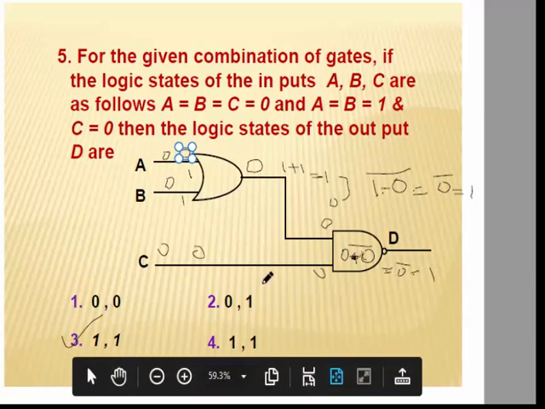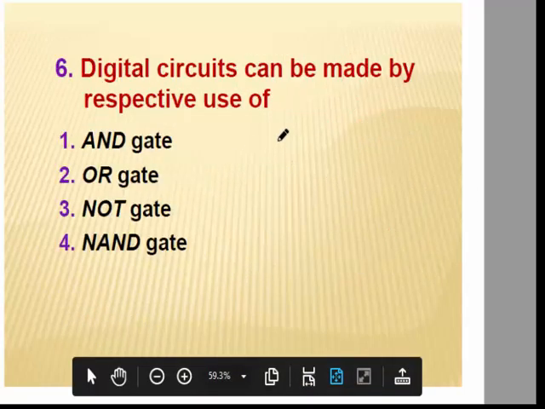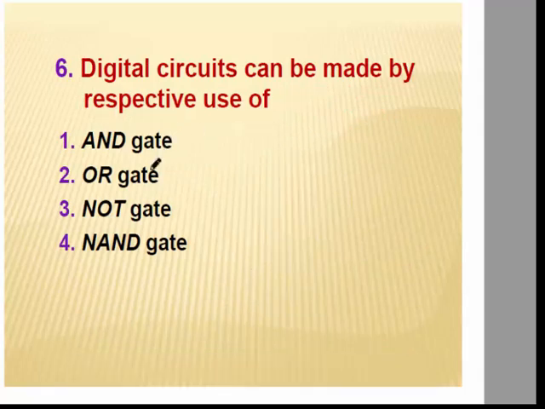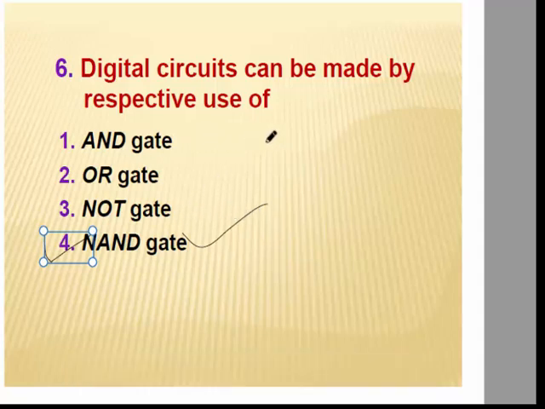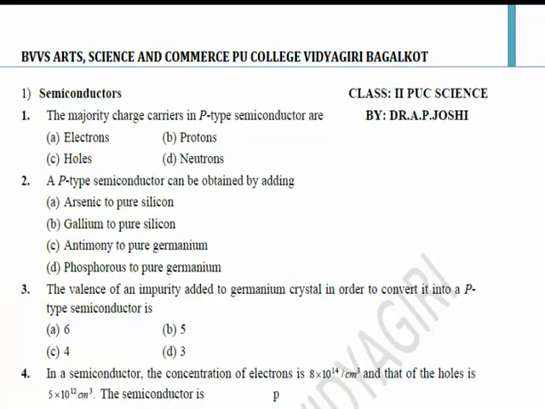Okay, so next question. Digital circuits can be made by respective use of NAND gates, because NAND gate is a universal gate. So that's why digital circuits can be made using NAND gates because of universal gate. So with this I'll continue in the next class.